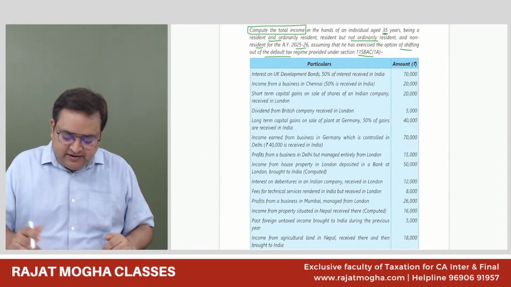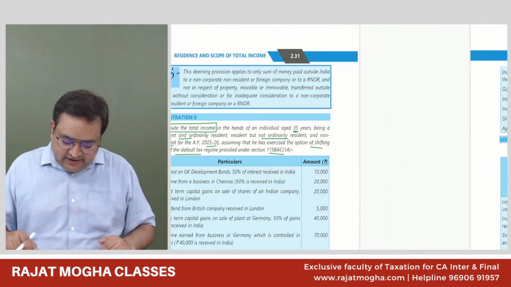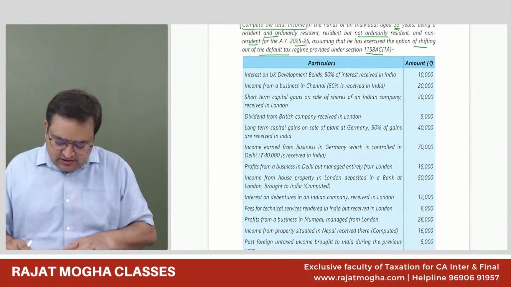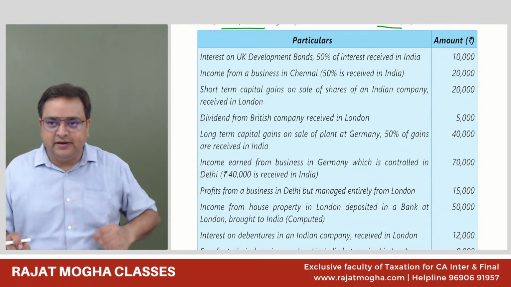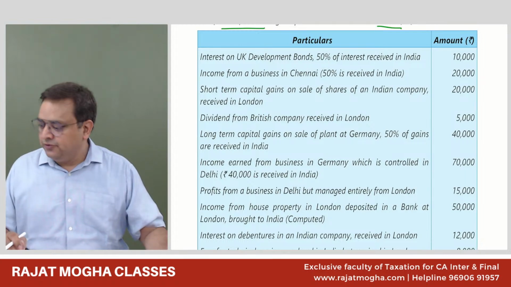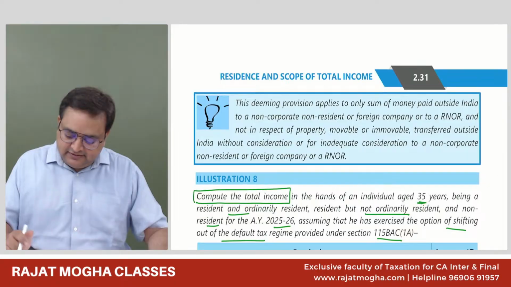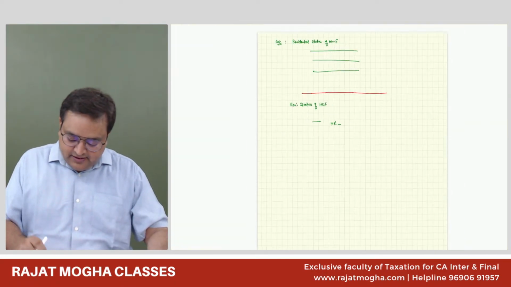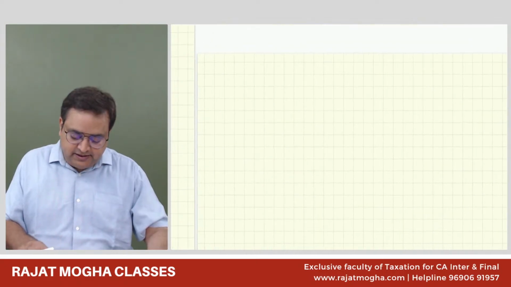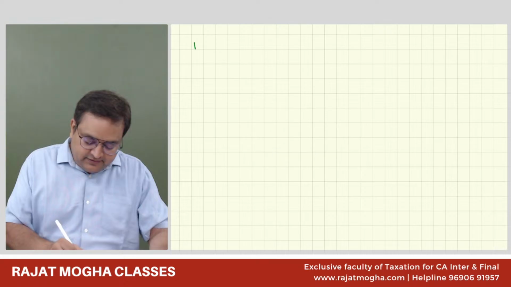And we have been given some of the incomes. So let us quickly do this question. Little bigger, but I think most of the concepts would be covered here. So let us start with this question. This is illustration number 8. This is page number 2.31 of your study material. Okay, everybody with me. This is illustration number 8.